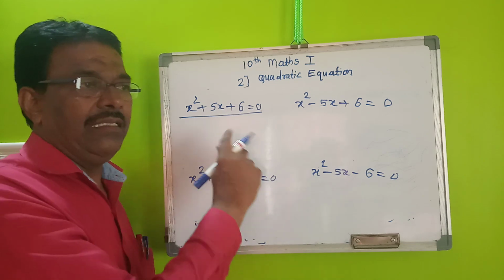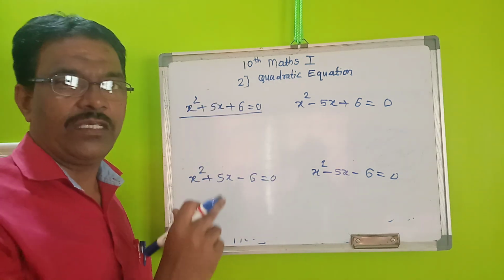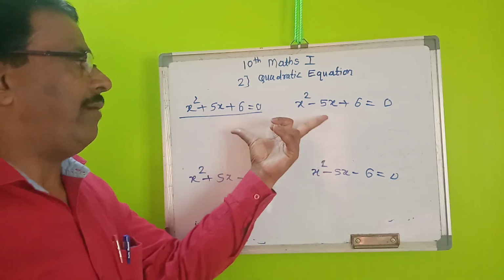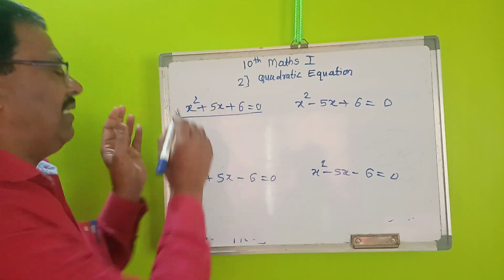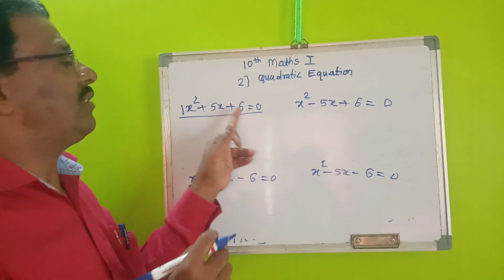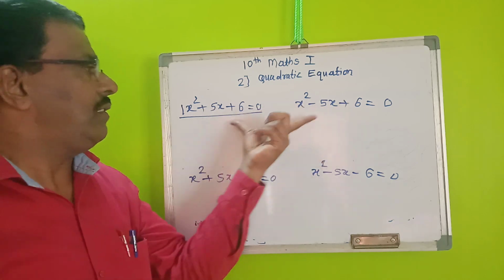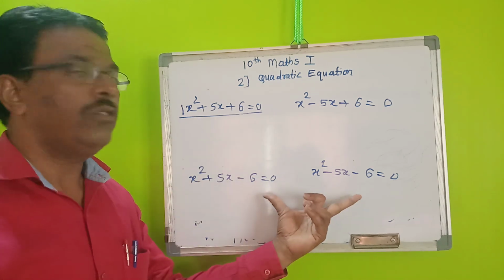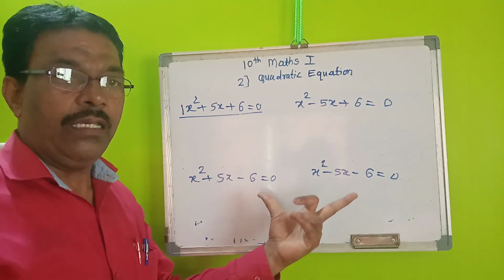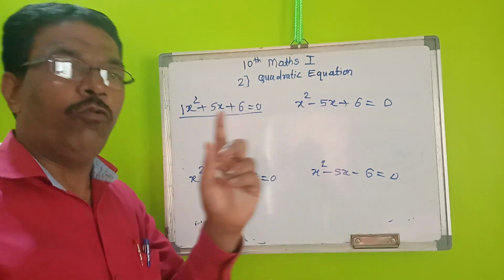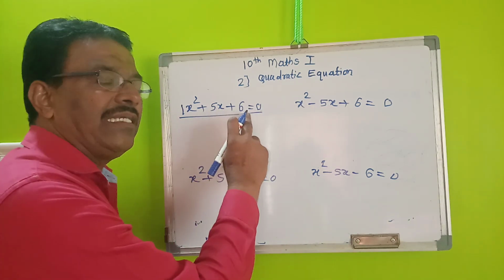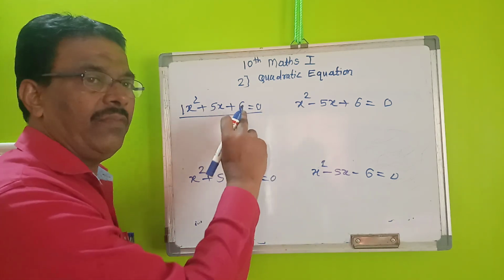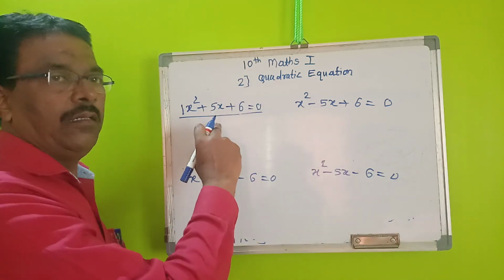If we understand how to solve these four equations, you can solve any equation. In these two examples, what happened? The term c: here a is 1, b is equal to 5, c is equal to 6. In the first two examples, the value of c is positive. In the other two, the value of c is negative. If the value of c is positive, we decide to factorize the third term, such that the product of the two terms is the third term and the sum of those two terms is the middle term.